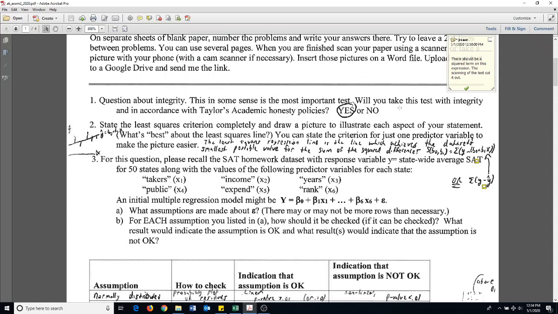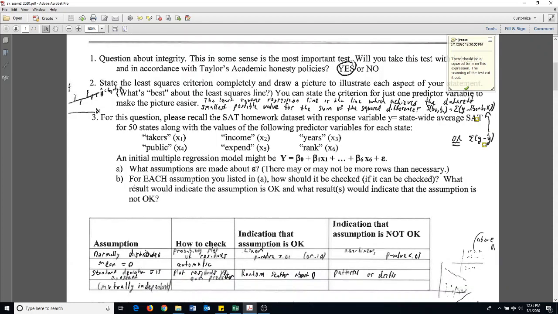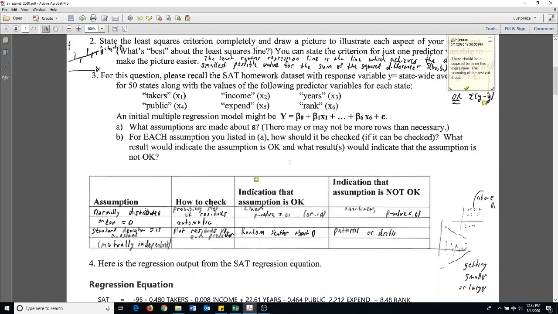Number 3, you might think about seeing this again. We always talk about epsilon being the error random variable and what the assumptions are. You should be able to say how to check any indications it's not okay, and it is okay. One thing you need to include as indication that the assumption is okay is something about the p-value on the normal probability plot. Make sure it's bigger than 0.01, then it's okay. If it's less than 0.01, then maybe it's not normal.